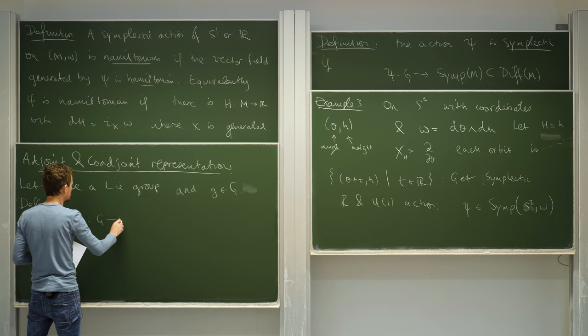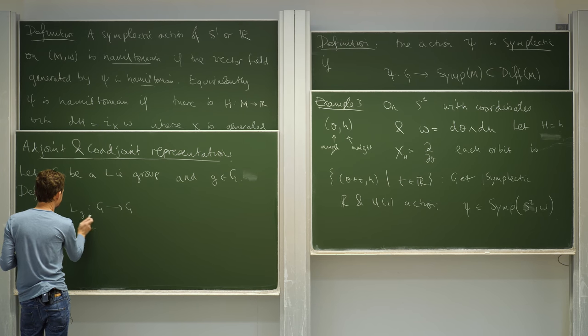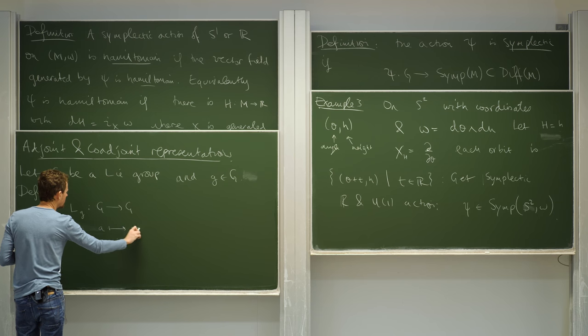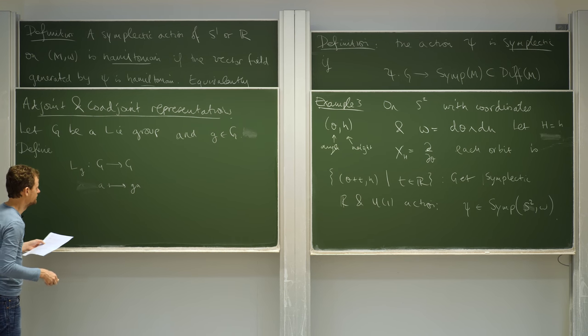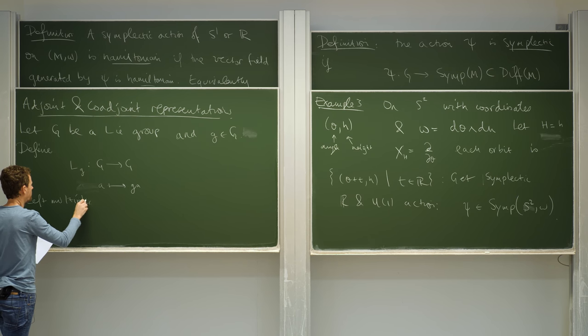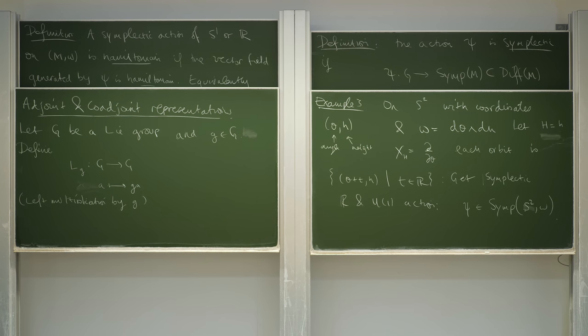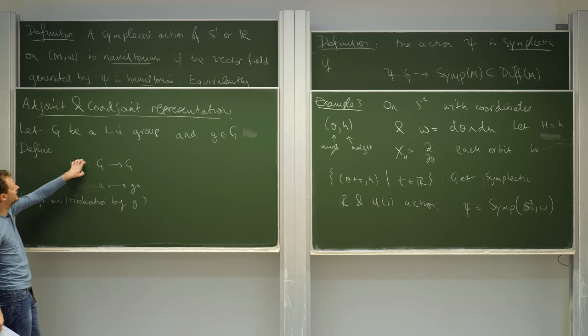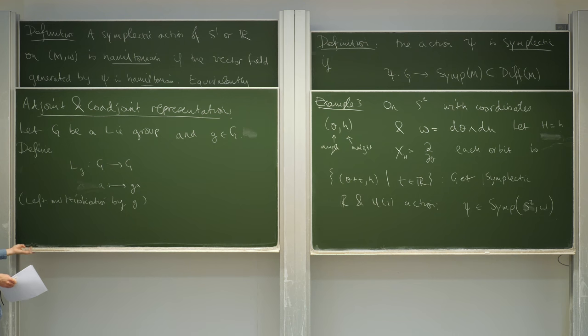And that map, what does it do? It just takes an element of our group and multiplies it on the left with g. So it's a bona fide map, a smooth map, by definition. That's the map called left multiplication by g, the map from G to G. But it's an action, right? It's an action of G on itself, given to us by the multiplication map.